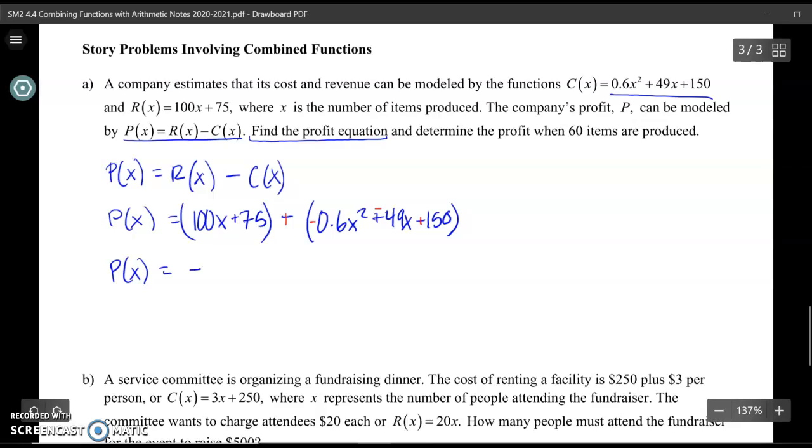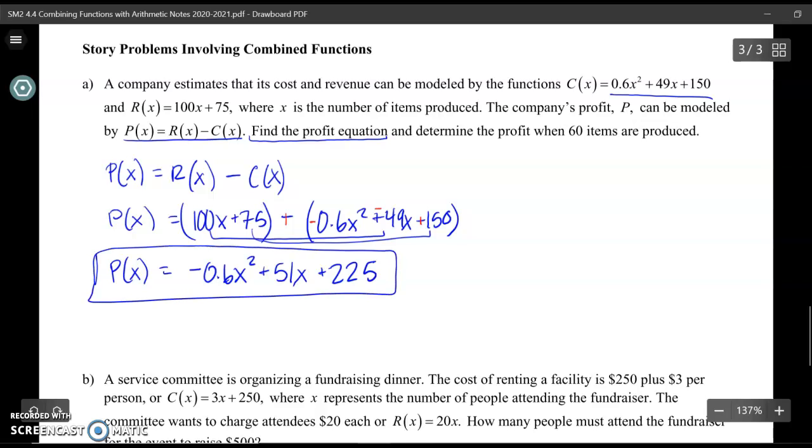So the profit is going to be a negative 0.6x squared, and then I have 100x minus 49x, which is going to be positive 51x, and then a 75 plus 150, which is going to be 225. So this equation is my profit equation. Notice that the input is x, and if we go back to the story problem, x is the number of items produced. So this tells us how much money I make, or my profit, if I produce x number of units.